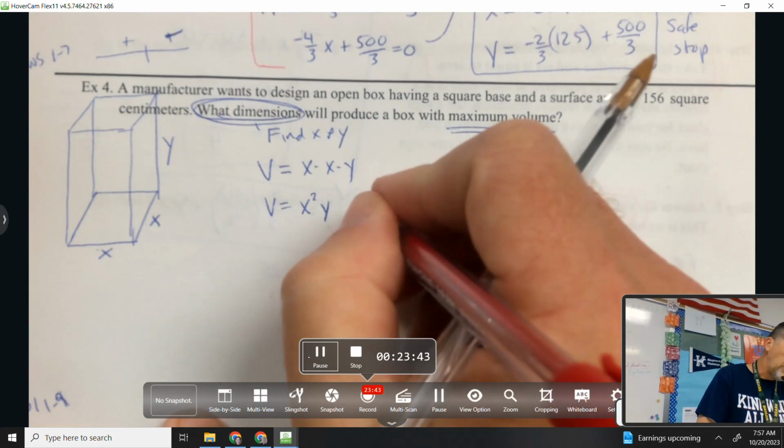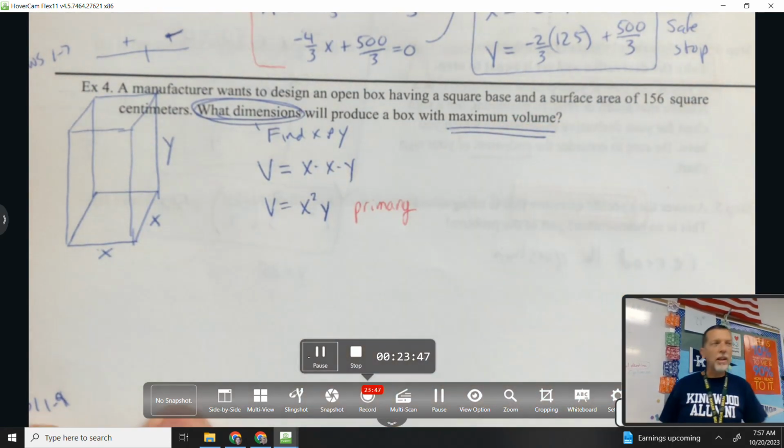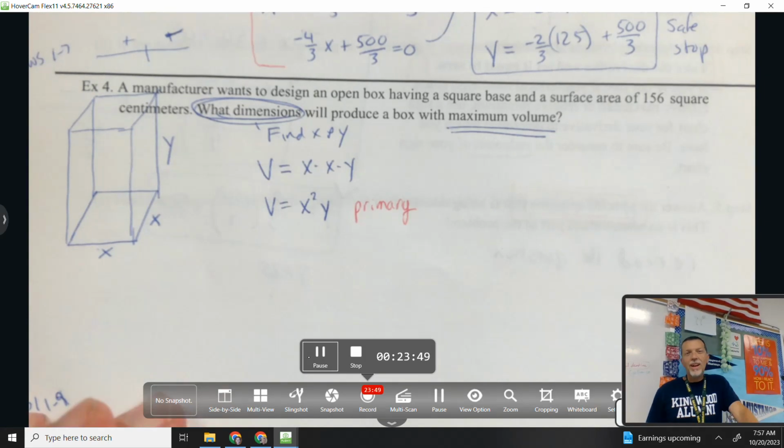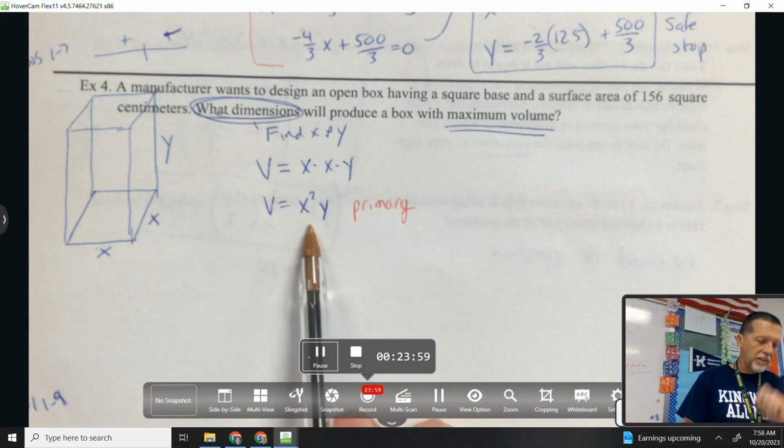You don't have to label these, but that's the primary. That's what we want to maximize. It's got two variables in there. I don't like that. I can't take it. Well, I could take a derivative, but it would be product rule and chain rule and all sorts of weird things. So I don't want to take a derivative of that yet.